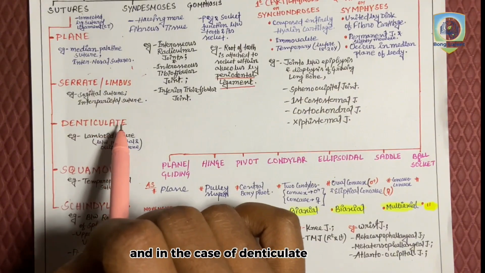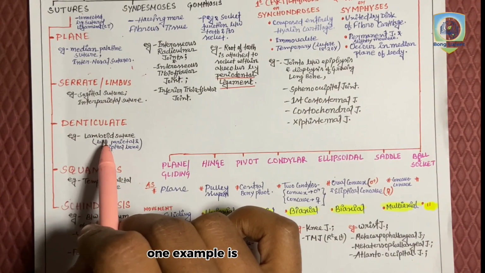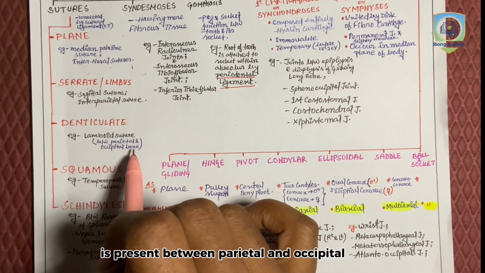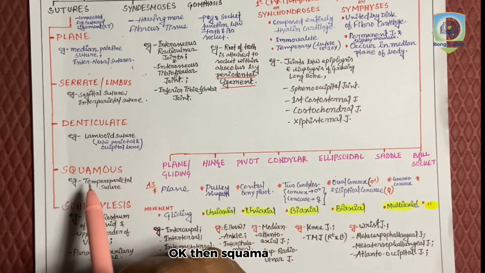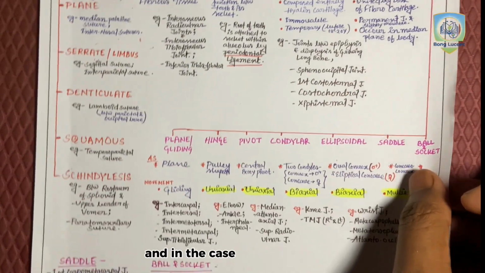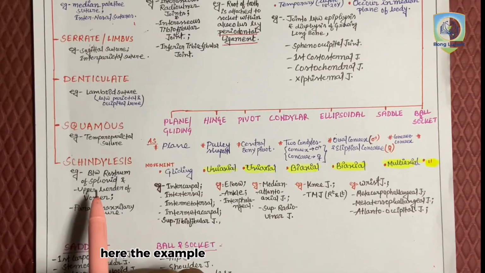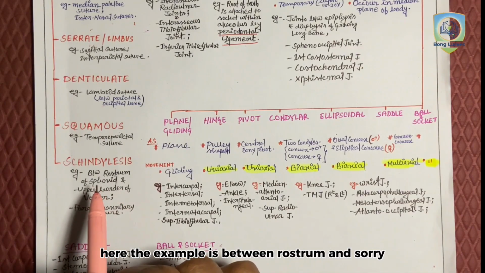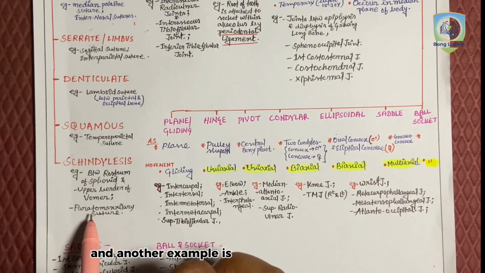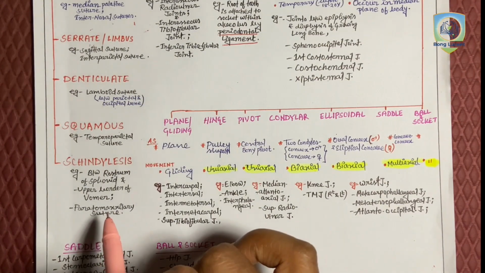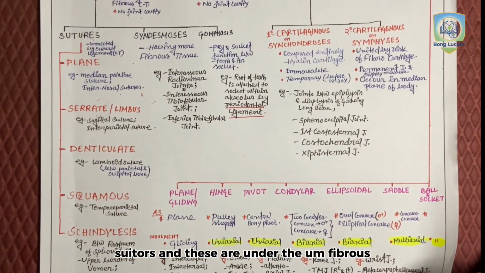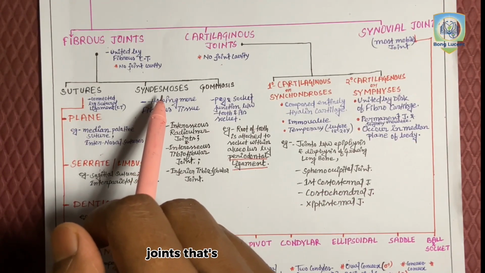In the case of denticulate sutures, one example is the lambdoid suture, which is present between the parietal and occipital bones. Then squamous sutures, where the example is the temporoparietal suture. In the case of schindylesis, the example is between the rostrum of the sphenoid and the upper border of the vomer, and another example is the sphenomaxillary suture. So these are the types of sutures under the fibrous joints.